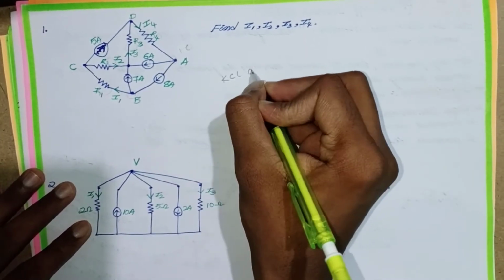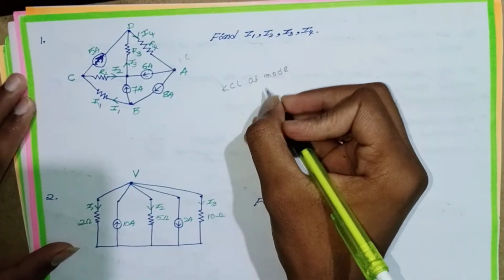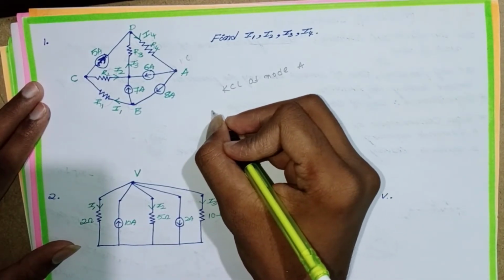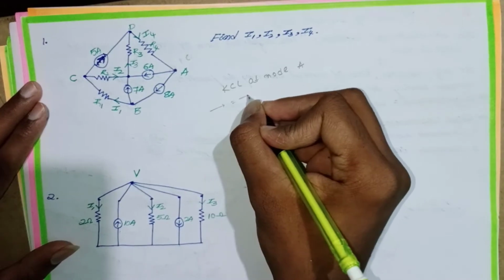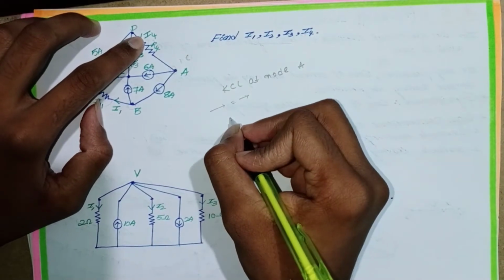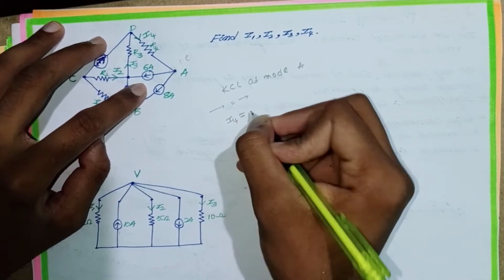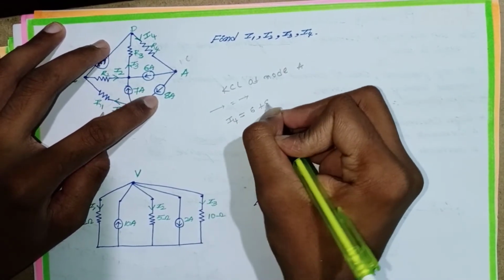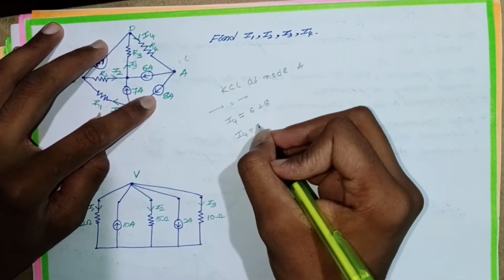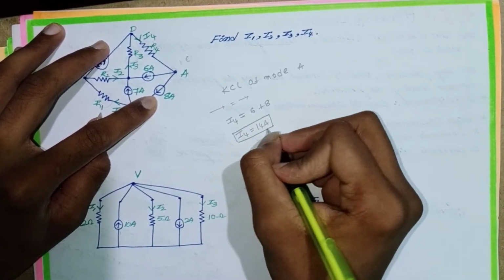KCL at node A. By definition, the current entering is equal to the current leaving the node. I consider I4 is entering, and these are all leaving. So I4 is equal to 6 plus 8, which is 14 ampere. I get I4 is equal to 14 ampere.